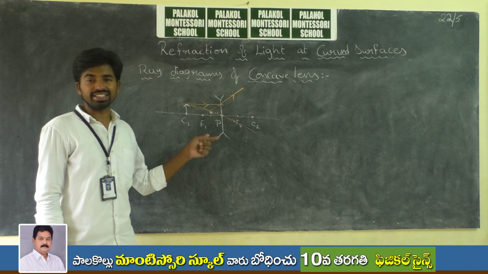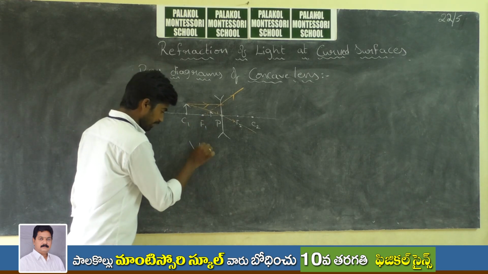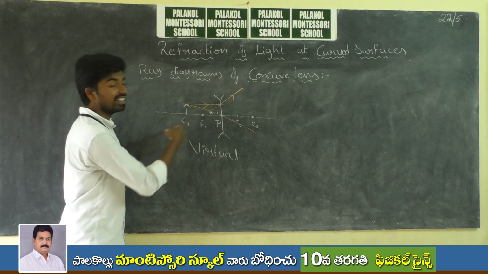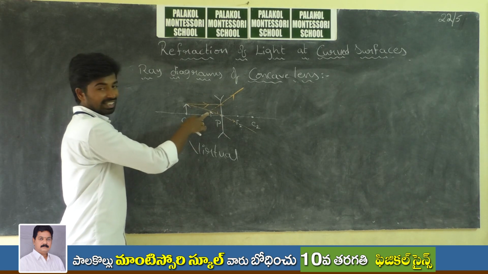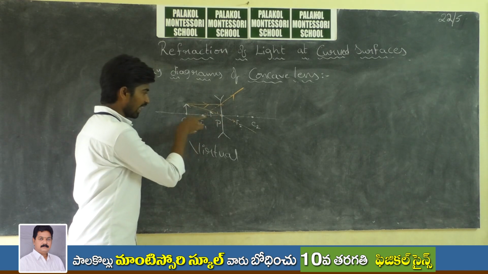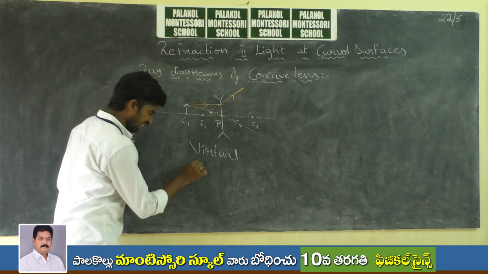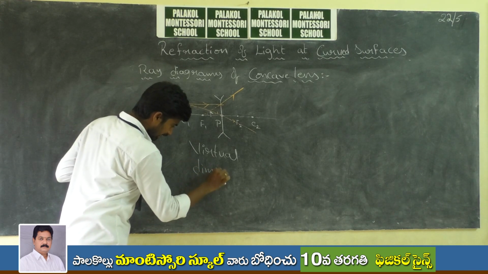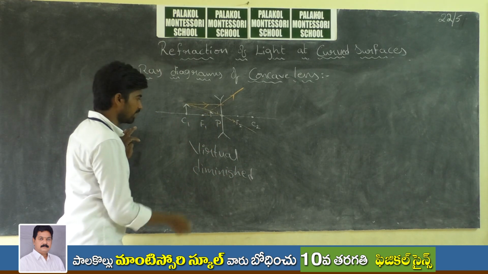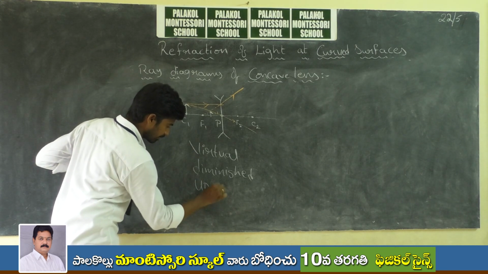So what is the nature of this image? The nature of the image is virtual. Why? Because one light ray is extended in the backward direction, but it is not the real intersection of light rays. So it is a virtual image, and the size of the image is small when compared to the size of the object, and hence it is a diminished image, and it is not inverted. It is straight in the upward direction only, same as the direction of the object, and hence it is an upright image.